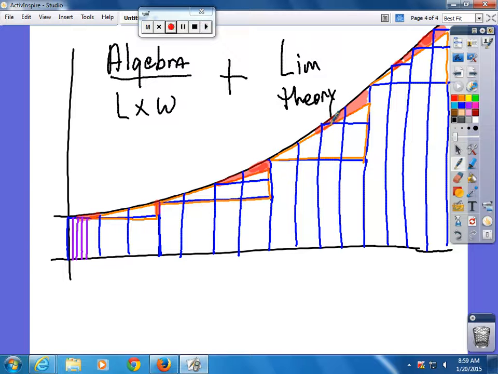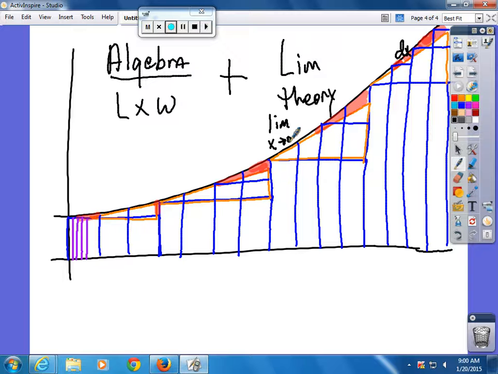The limit theory. Well, in the derivative, how do we apply the limit theory? What did delta x, or h, or whatever you call it, what was h doing? It was approaching 0. Well, what are these widths? These widths are called dx. What are these widths approaching? The limit as dx approaches 0. Or what? Length times width.